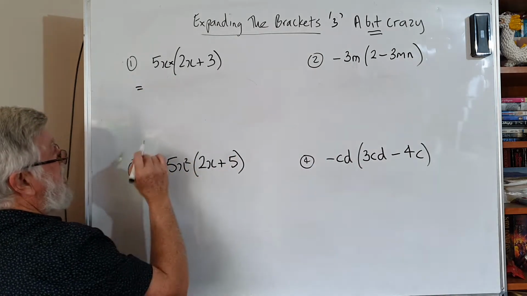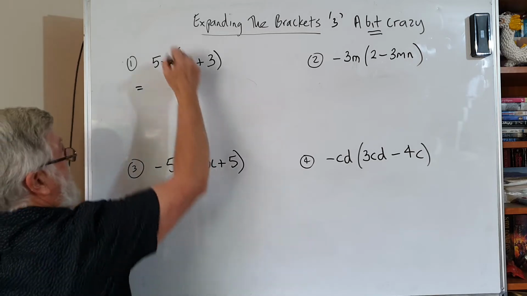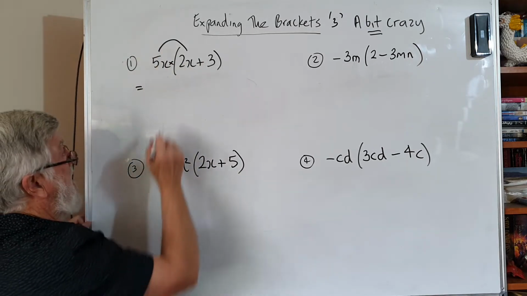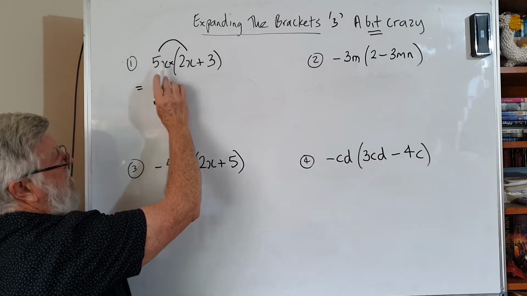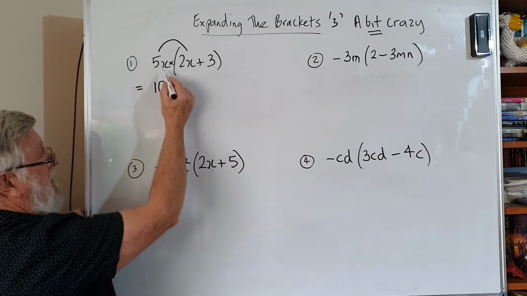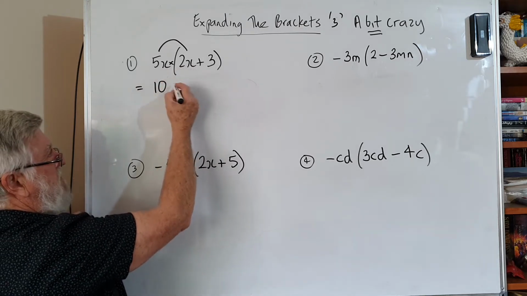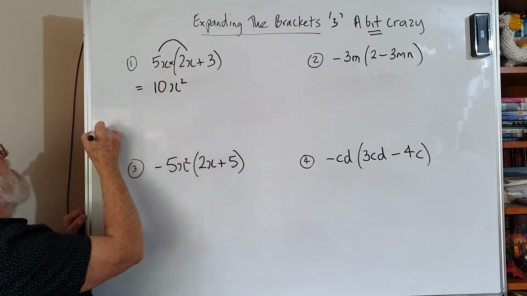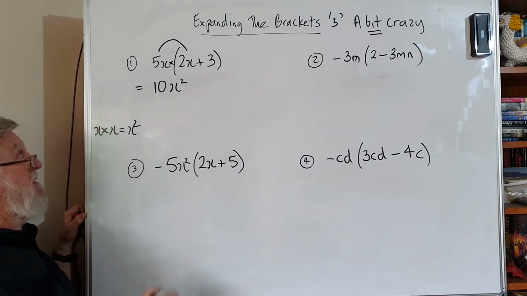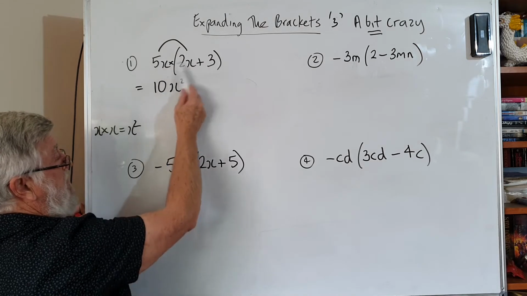So all we're going to do is multiply the front. Now I'm going to put the eyebrows in, one of the methods to use to keep track of what you've done. This is just an everyday 5 times an everyday 2. So multiplication, you can just do normal. And then an x multiplied by an x is an x squared. So don't forget the trap. An x times an x is just an x squared. Nothing more complicated. There's a 10. There's the x squared.